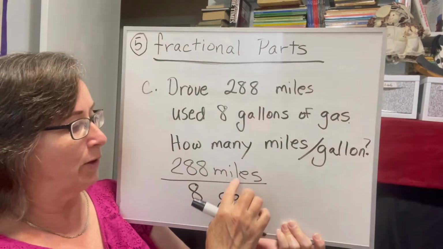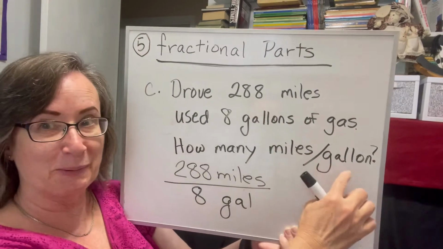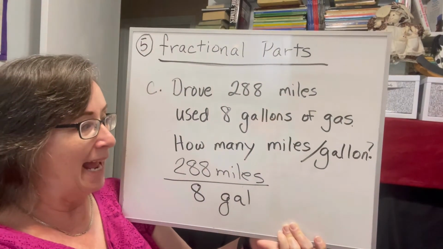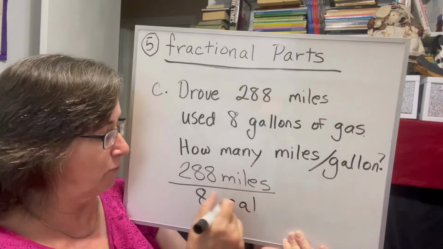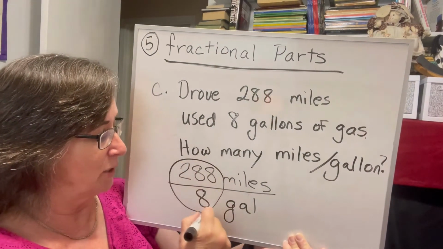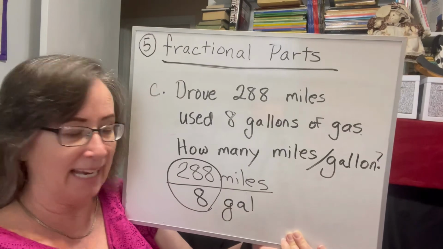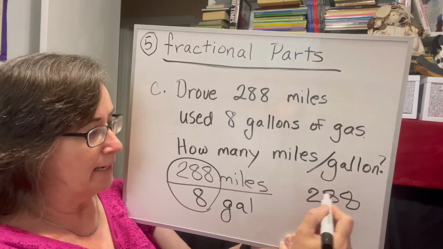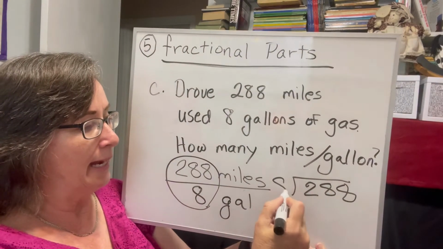Do you see how we've already got miles per gallon and miles per gallon just by writing the information of the problem down? Now, since we have this in the correct form, all we have to do is simplify this answer. What is 288 divided by 8?